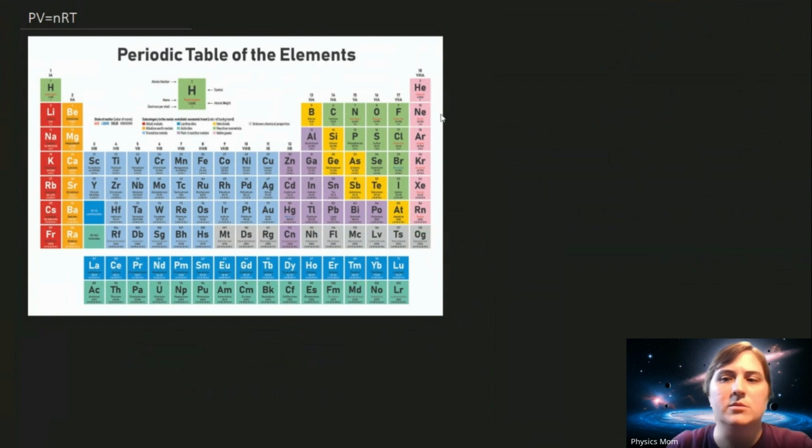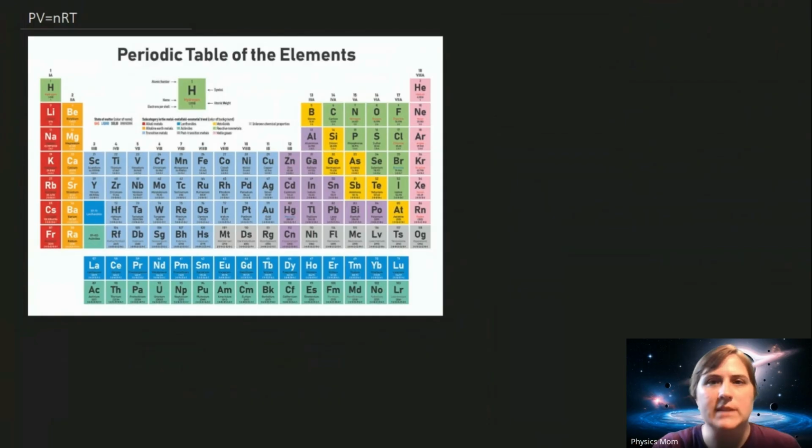This has a little bit to do with the fact that their valence shells are full. We're not going to go into too much of the chemistry for this. That is part of the second course of the physical science class, not this one. But that being said, we're going to look at how the ideal gas law can relate to the ideal gases.